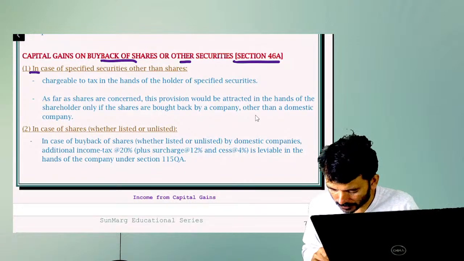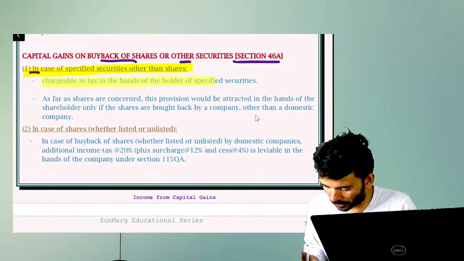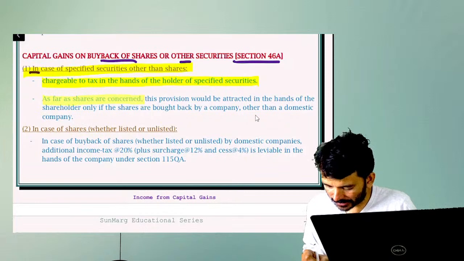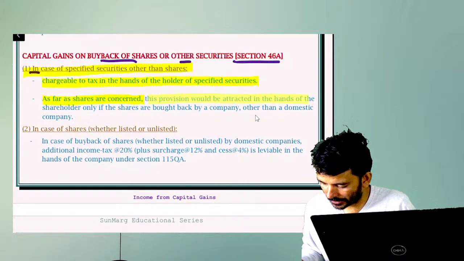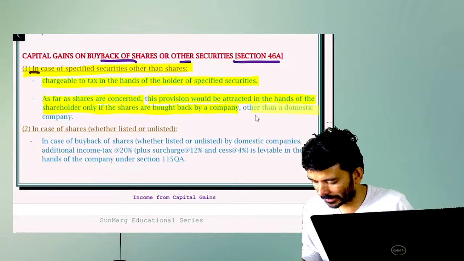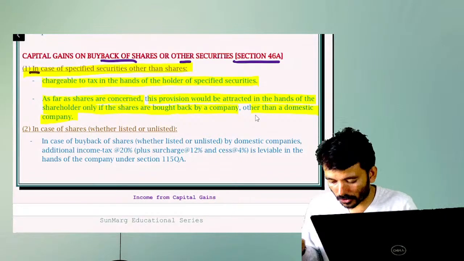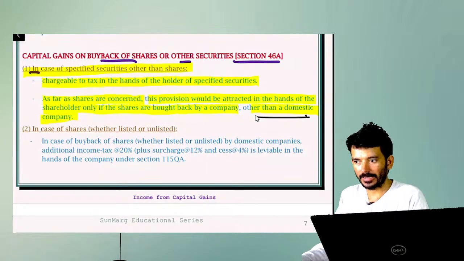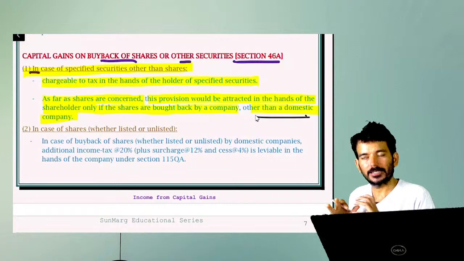In case of specified securities other than shares, it is chargeable to tax in the hands of the holders of specified securities. As far as the shares are concerned, this provision would be attracted in the hands of the shareholder only if the shares are bought back by a company other than a domestic company. I'll give you the context, then you can understand. If it is a domestic company, an Indian company, see ABC company, my company only, it's a domestic company.